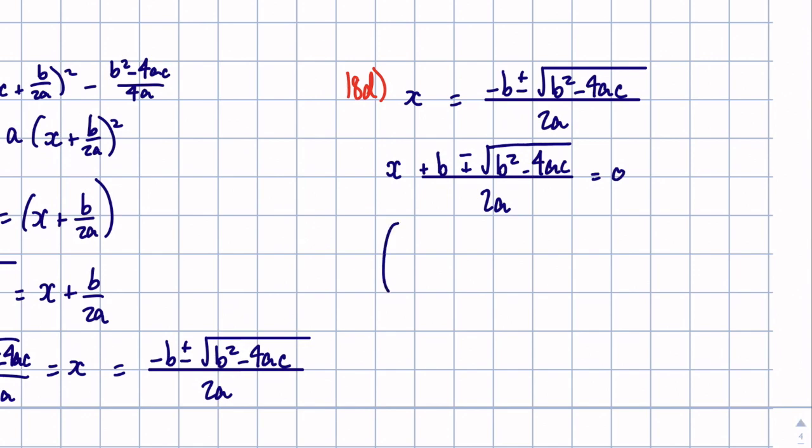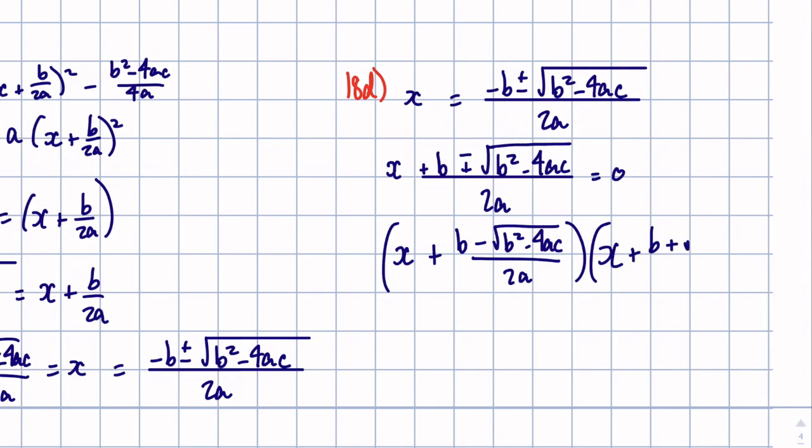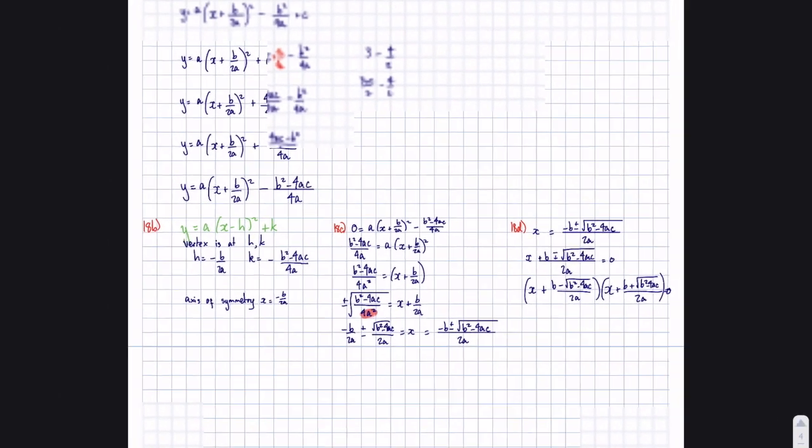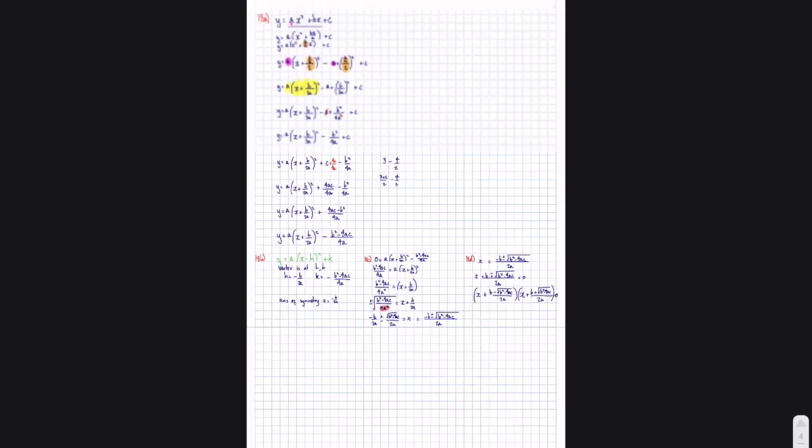all over 2a equals 0. So we have x plus b minus root of b squared take 4ac all over 2a, and we have x plus b plus the square root of b squared take 4ac all over 2a equals 0. That's factored form. I don't know why they wanted to do us. We're never going to use that. Thanks, guys.